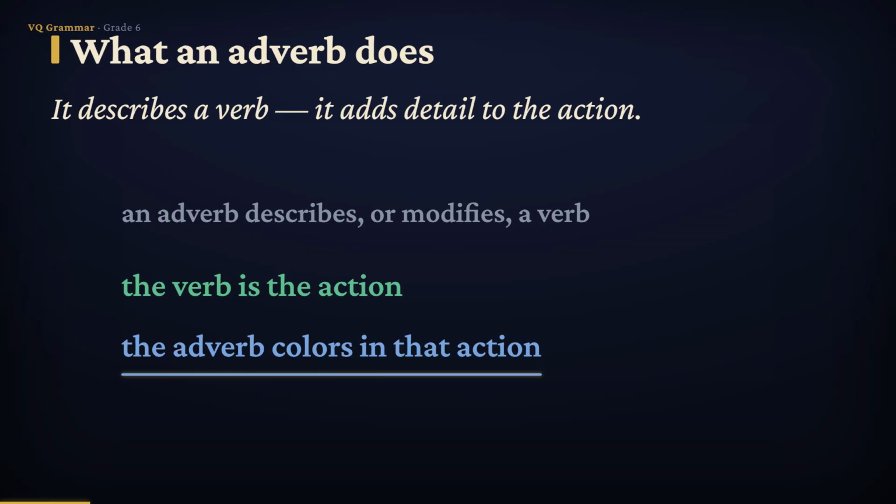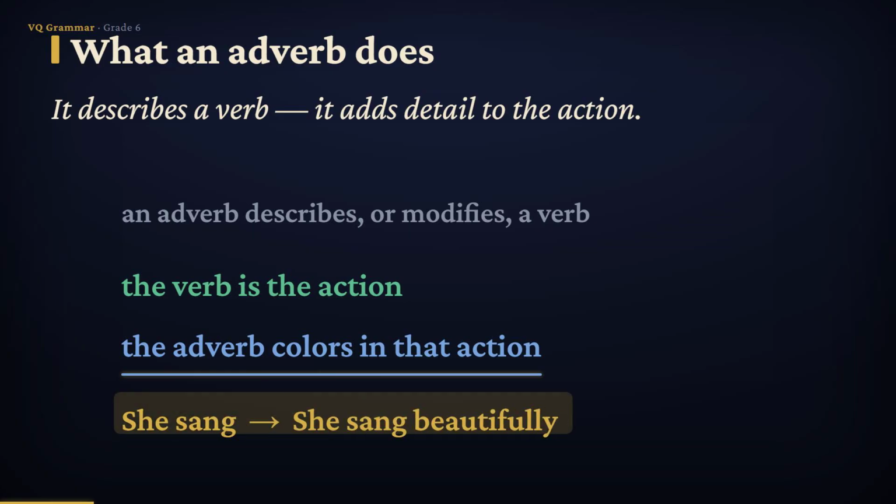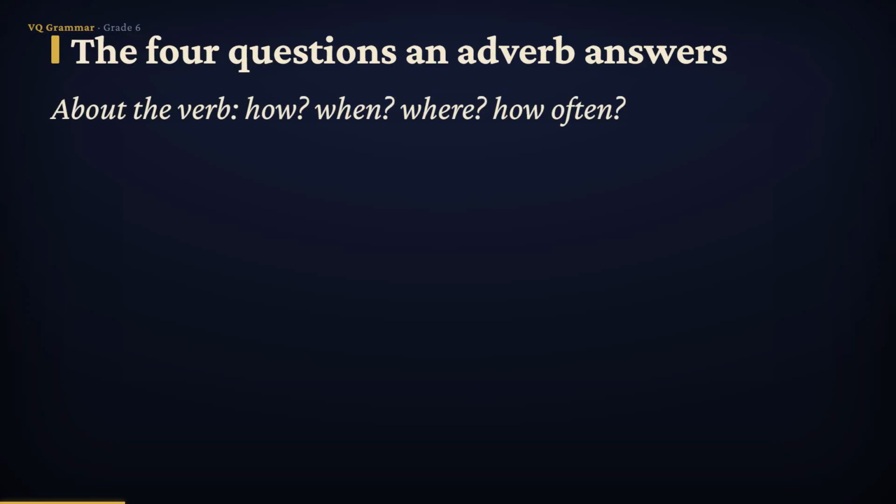Watch what happens. She sang. That's a fine sentence, but it's a little bare. Now add an adverb. She sang beautifully. Suddenly, we know something about how she sang. That one little word, beautifully, is the adverb, and it's describing the verb sang. An adverb that describes a verb answers one of four handy questions about that action.